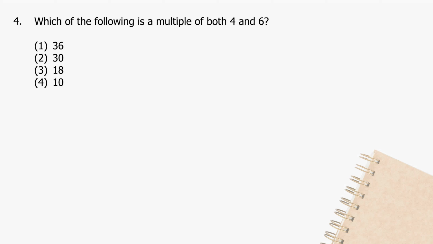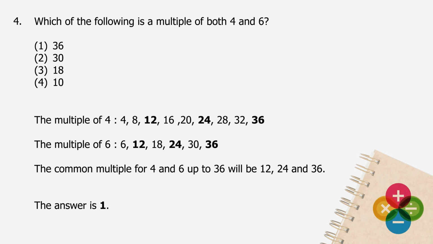Question 4. Which of the following is a multiple of both 4 and 6? The multiples of 4 will be 4, 8, 12, 16, 20, 24, 28, 32, and 36. The multiples of 6 will be 6, 12, 18, 24, 30, and 36. The common multiples of 4 and 6 up to 36 will be 12, 24, and 36. The answer is 1.